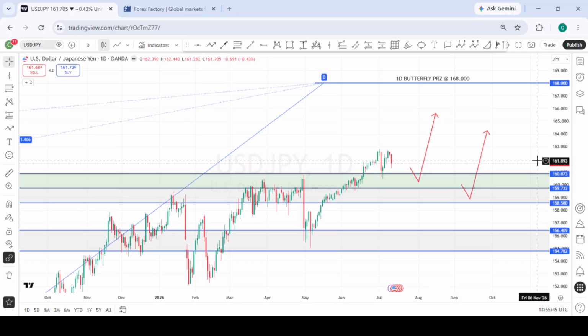So we are expecting some bearish moves to hit this area of interest or any of these two areas of interest before we look for buying opportunities to the upside. So on the long term, we are bullish on USDJPY.